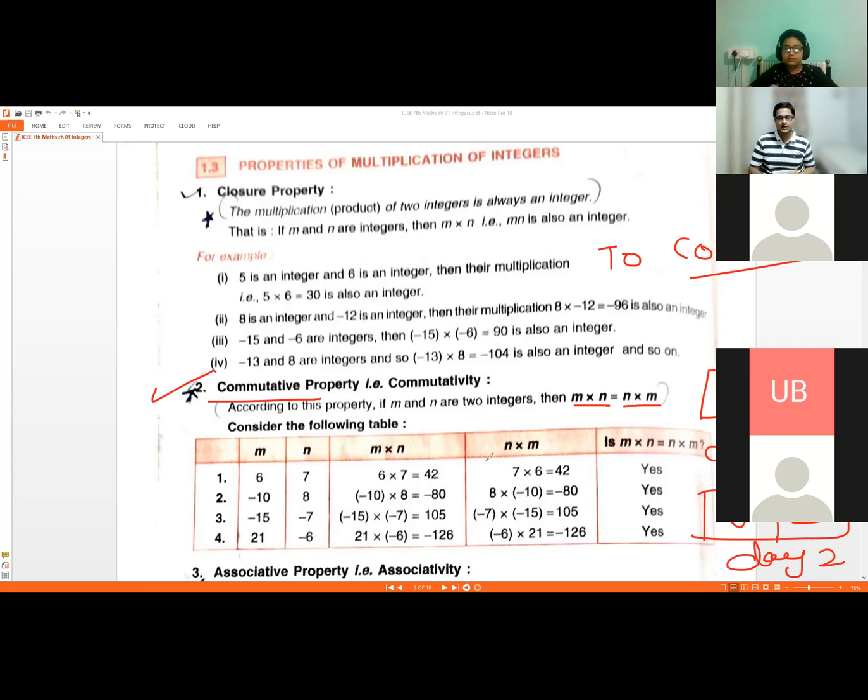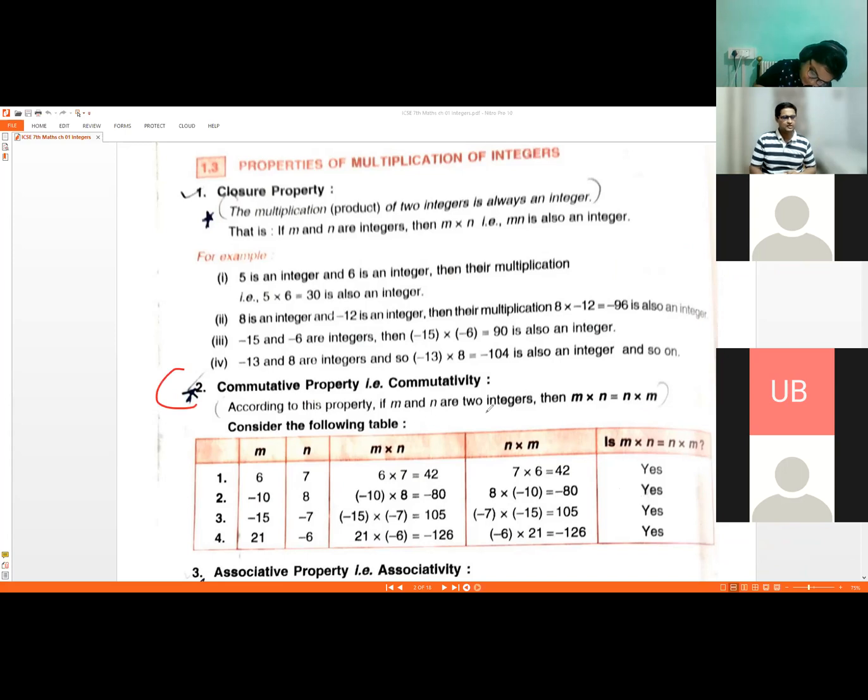So 5 multiplied by 6 is same as 6 multiplied by 5. Minus 10 multiplied by 8 is same as 8 multiplied by minus 10. Minus 15 multiplied by minus 7, same thing as minus 7 multiplied by minus 15. Again, positive answer. Now you have understood what the signs are. We are talking about the property. This is called commutative property. Please note this down and write down one example. Maybe the third example will be the ideal one. Have you understood? Yes, sir.